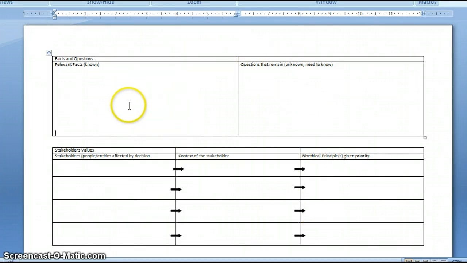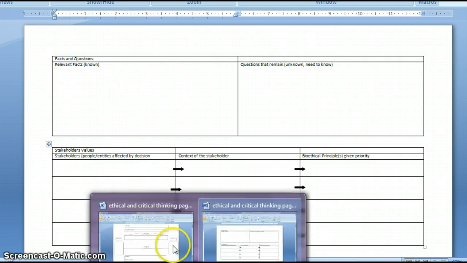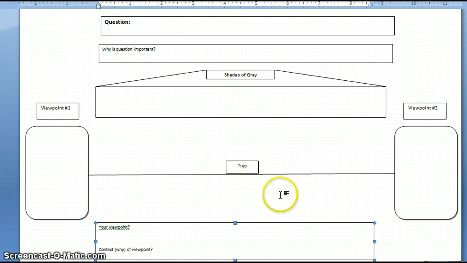The facts that you know, the facts that you've found answers for, the facts that you don't know, that may affect your thinking. Who are the stakeholders that are affected by this ethical question? And when you do this, you also have to think about your bioethical principle. What principle of bioethics is governing your viewpoint on this issue? So the stakeholders matter, but obviously you also matter. Once you have this whole back page filled out, you're then going to go back to the front page and you're going to start putting in your tugs.